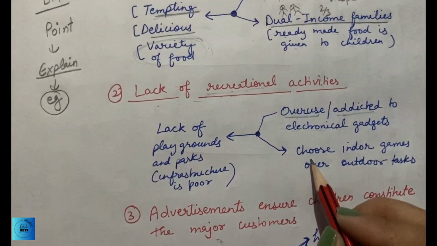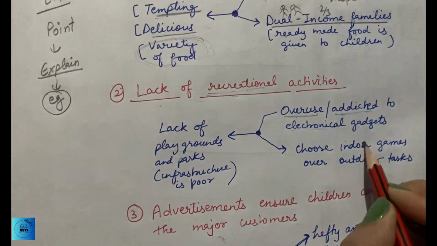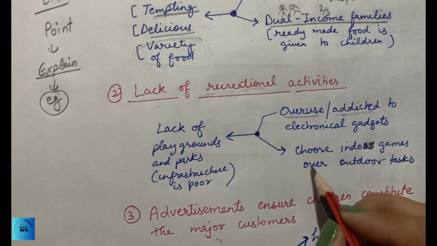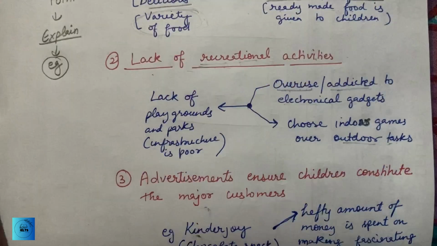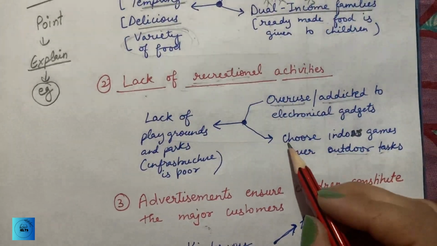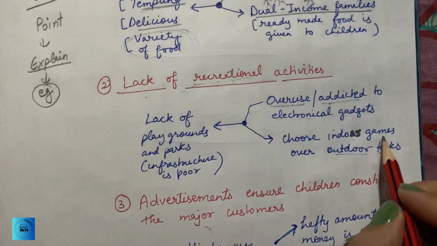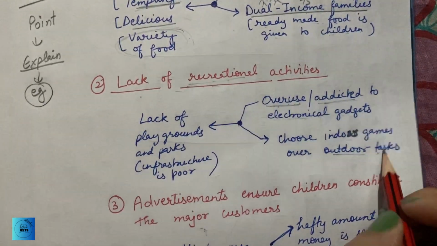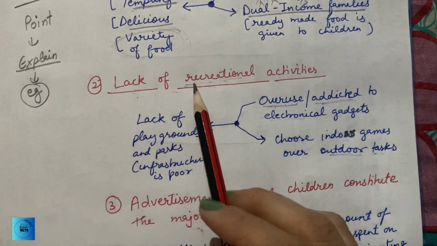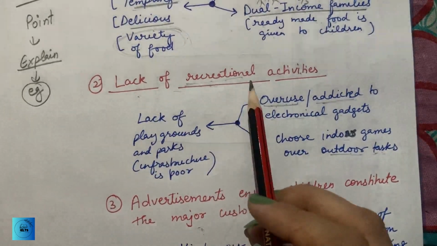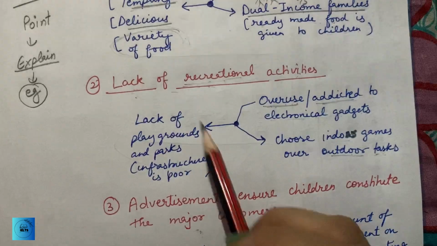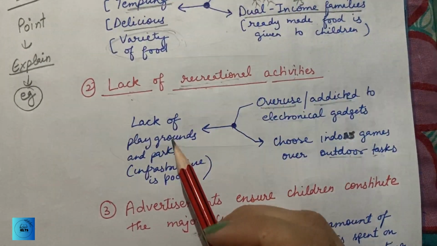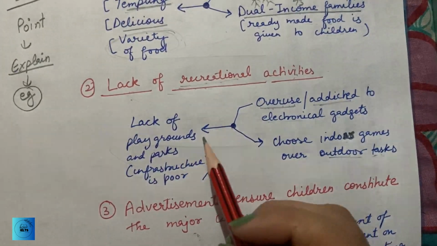They prefer indoor games over outdoor games. So due to this, they always choose indoor games, not outdoor games, outdoor tasks. So people are reluctant to do recreational activities, which means there is no physical activity, and how will they become active, how will they have a fit body? So this is not possible.